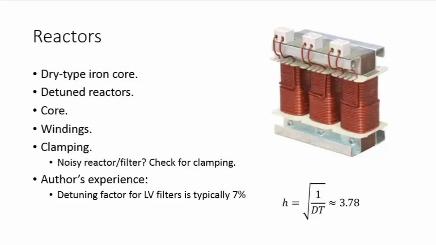Now, when you have a noisy reactor, the most probable cause is that the core is not properly clamped, because AC current makes the laminations vibrate, and the harmonic content makes the vibrations even faster. The nuts and bolts of this core may come unclamped, and that means that the reactor will make a lot of noise, and that scares the clients. And the most probable cause, in my experience, is that it's not properly clamped.